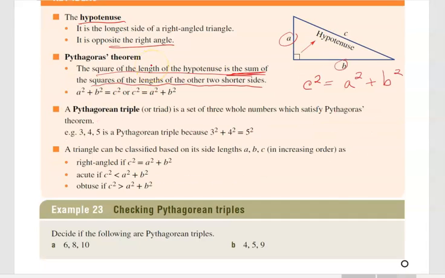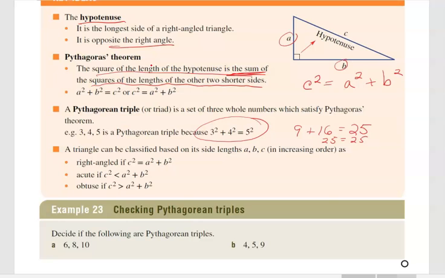A Pythagorean triple, or triad, is a set of whole numbers that, when you square the two shorter sides and add them together, equal the longer side squared. If I work this out, 3 times 3 is 9, plus 4 times 4 is 16, and 5 squared is 25. Well, look, if I add them together, it's true. So that is a Pythagorean triple.